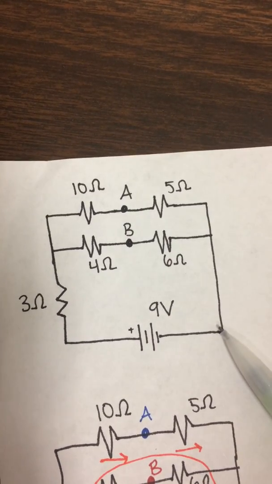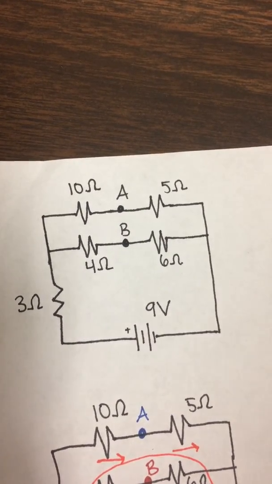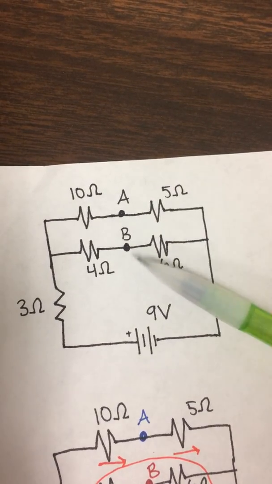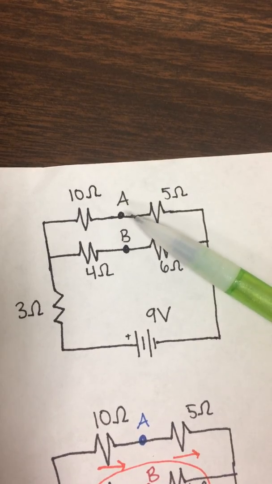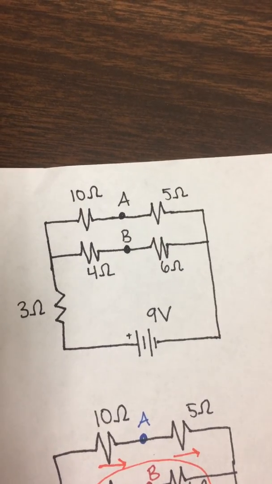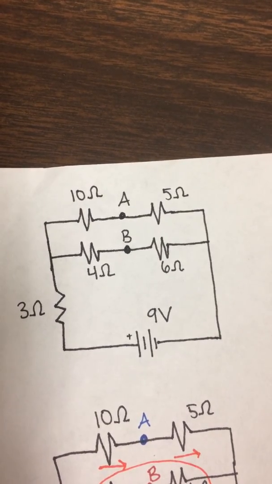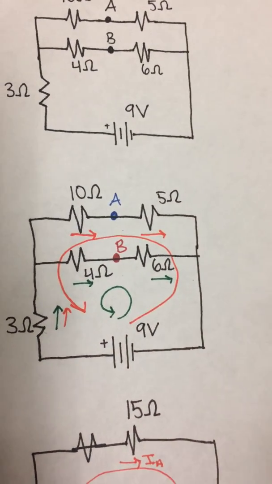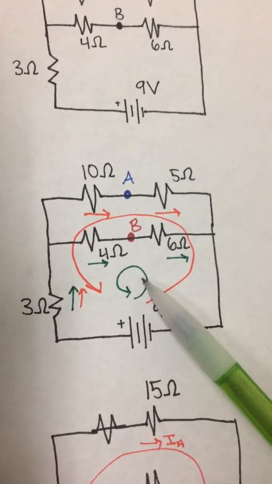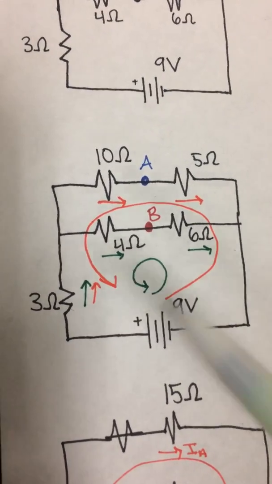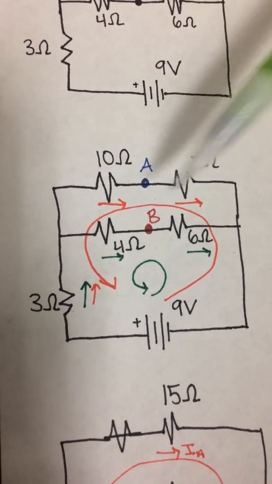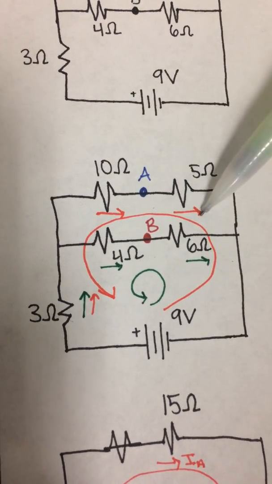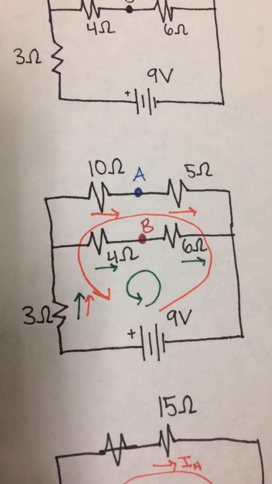So we were given this diagram right here and asked to determine if point A or point B had the higher voltage, and then to determine the difference in voltage between the 2 points. So we started by drawing some loops in our circuit. The green represents our internal loop and the red represents our external. These arrows are showing where we think the current is flowing at each of these different resistors.